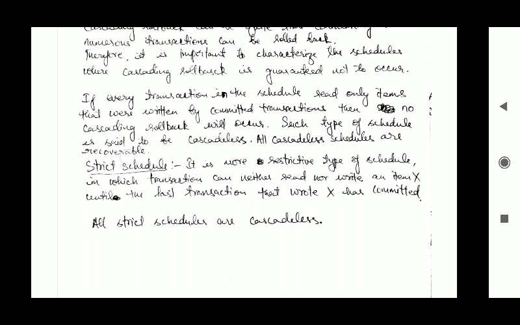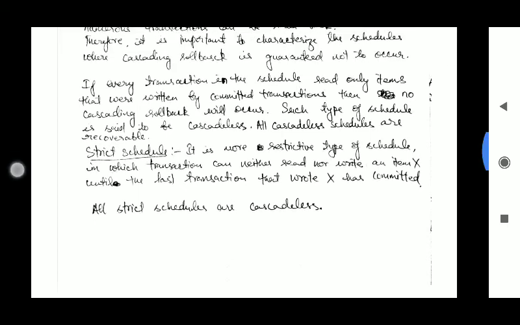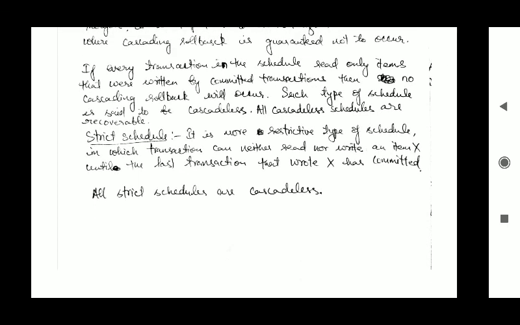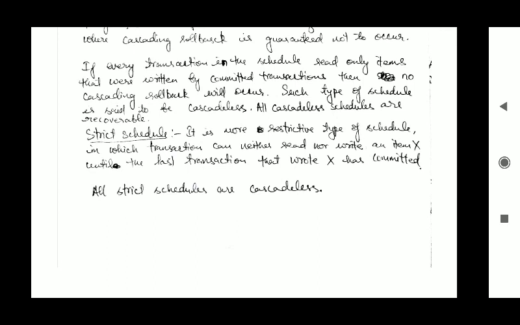So next is the strict schedule. A strict schedule is a more restrictive type of schedule. In this type of schedule, a transaction can neither read nor write an item X until the last transaction that wrote the data item X has been committed. All strict schedules are cascadeless.